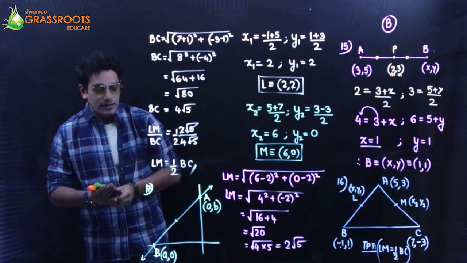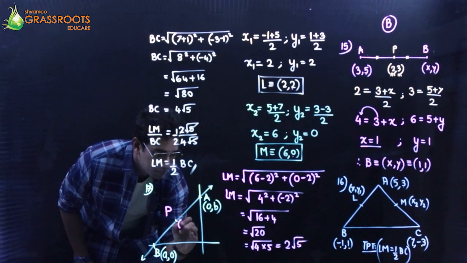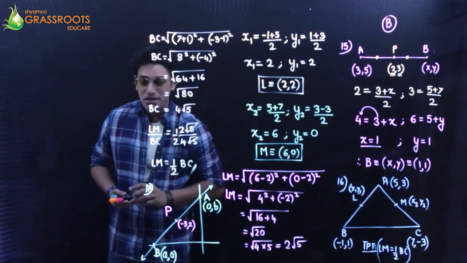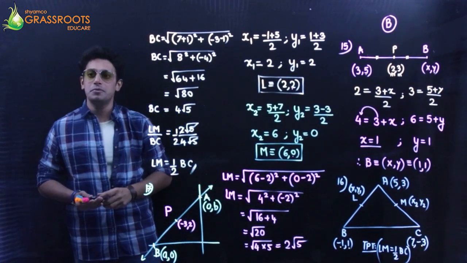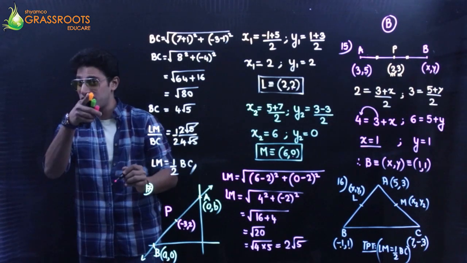Okay. I have been told that there is a point P, which is the midpoint, minus 3, 2. Find the coordinates of A and B. Very simple. Use midpoint formula. Minus 3, always start from the center.